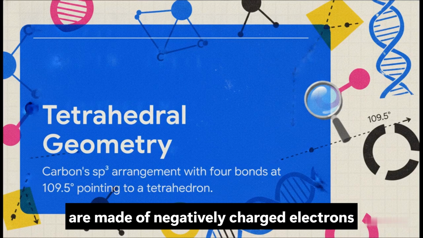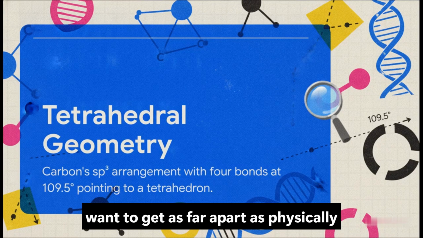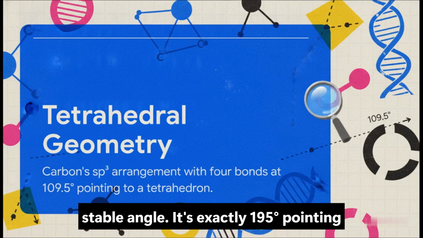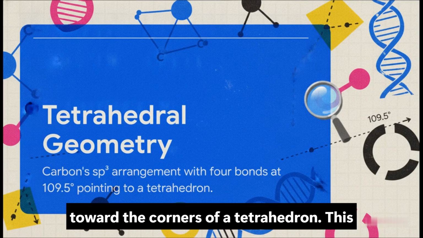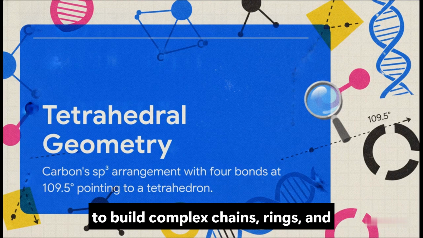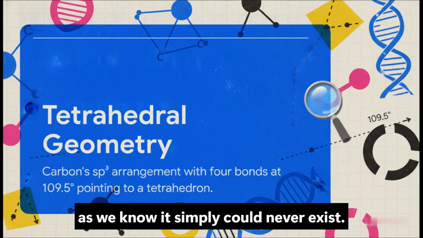See, the bonds are made of negatively charged electrons, and they naturally repel each other. They want to get as far apart as physically possible. And that specific, highly stable angle, it's exactly 109.5 degrees, pointing toward the corners of a tetrahedron. This specific geometry is what allows carbon to build complex chains, rings, and helices. Without that 109.5-degree angle, life as we know it simply could never exist.